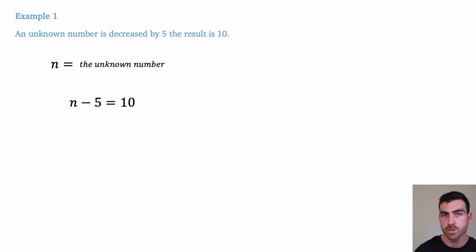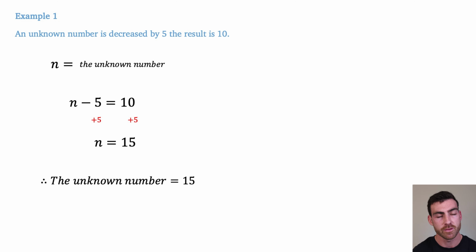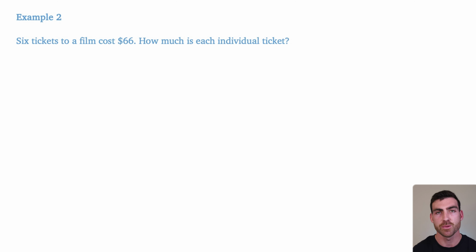This is a one-step equation to go and solve. We complete the opposite operation to unattach the unknown, which is adding 5 to both sides, giving us an answer of n equaling 15.